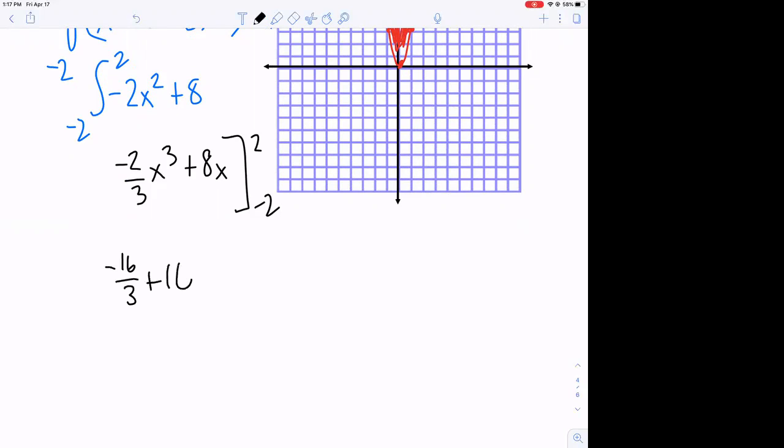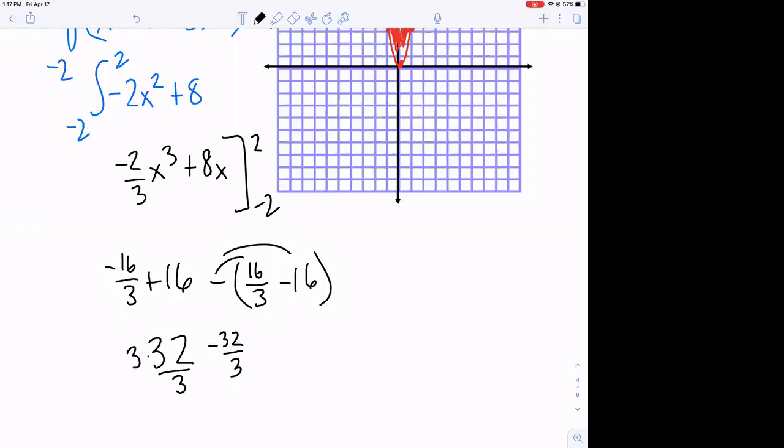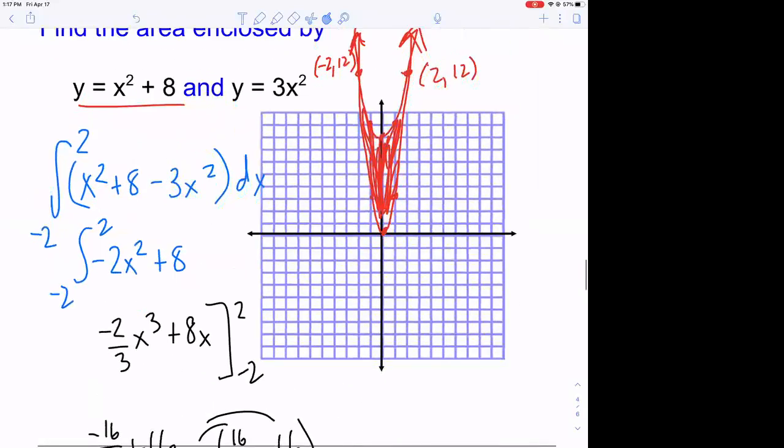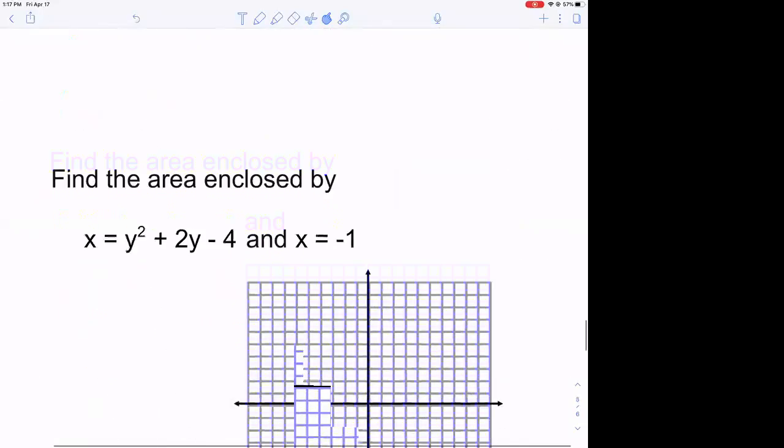-16/3 plus 16 minus (16/3 minus 16). If we distribute that, I'm going to have 32 minus 32/3. If I take this times 3 and this times 3, I'm going to get 64/3. And no pi's or anything, right? You're not doing circles, just doing straight that. So just don't forget that we did area before we did volume.